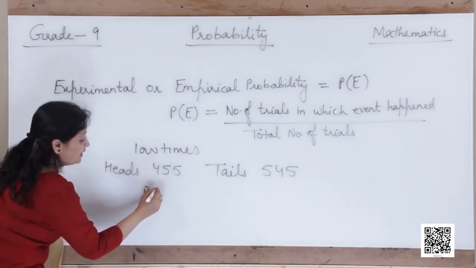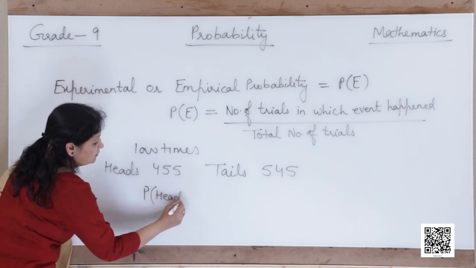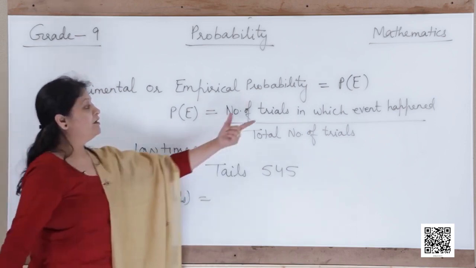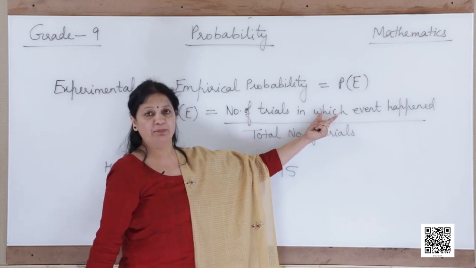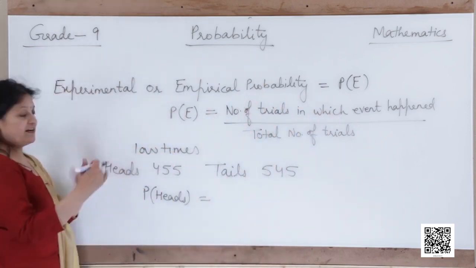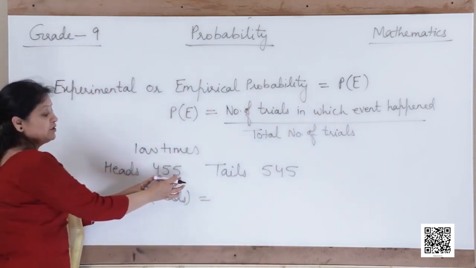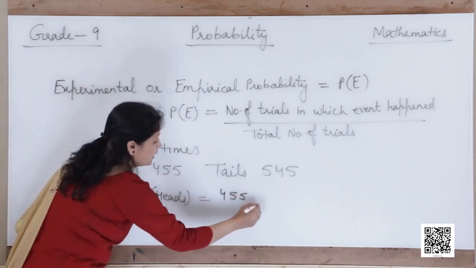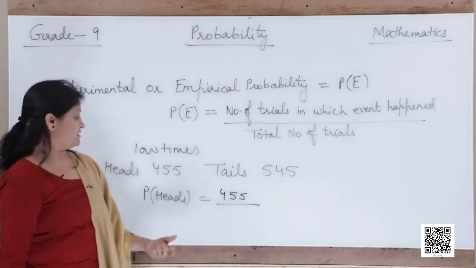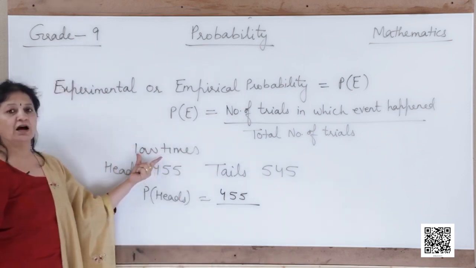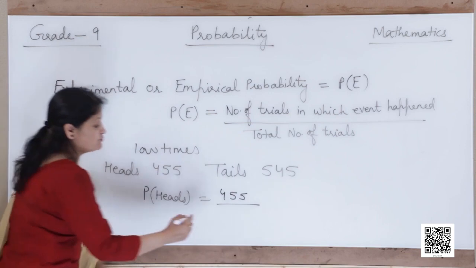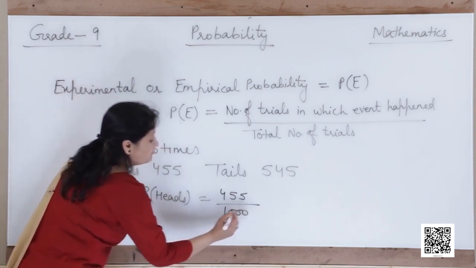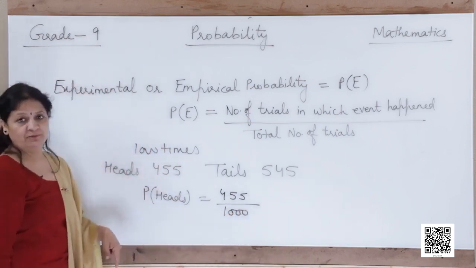So, probability of heads. What we said: number of trials in which the event happened means how many times heads is there. Heads we have got 455 times. So, that means 455 upon the total number of trials. How many total trials are there? A coin was tossed 1000 times. So it is 455 by 1000.